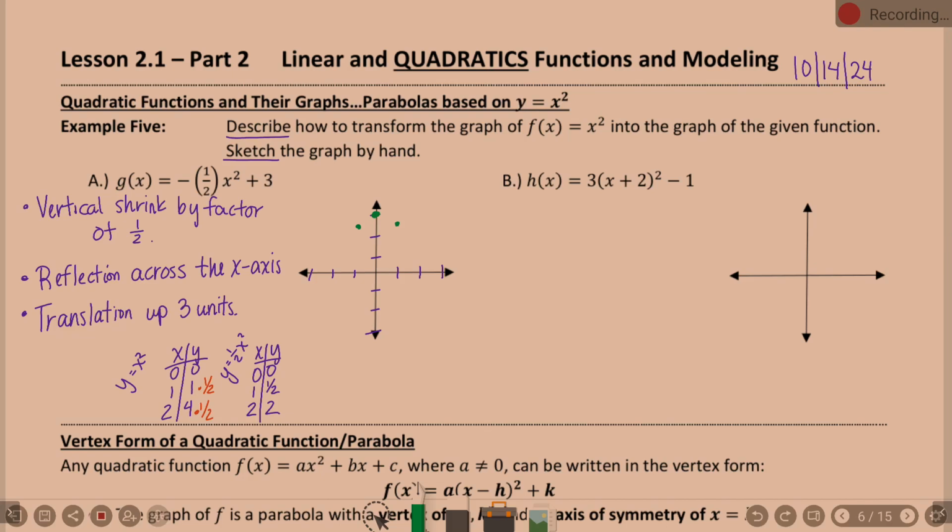And then my next set of points? Over 2, down 2. Normally it would be over 2, down 4. But we shrunk it in half. So we're going to go from the vertex over 2, down 2. Over 2, down 2. And ready to connect the dots?